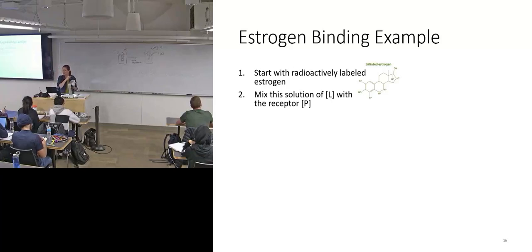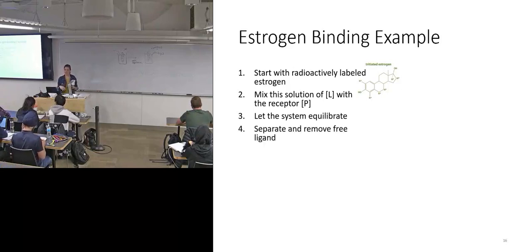Then we're going to mix our radioactively labeled estrogen with our receptor. We're going to let the system come to equilibrium. So we're going to wait for the binding to occur, and then we're going to separate. We want to get apart the free ligand that didn't bind and what is bound up to its receptor.